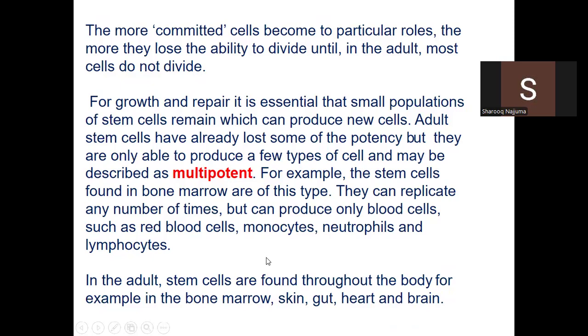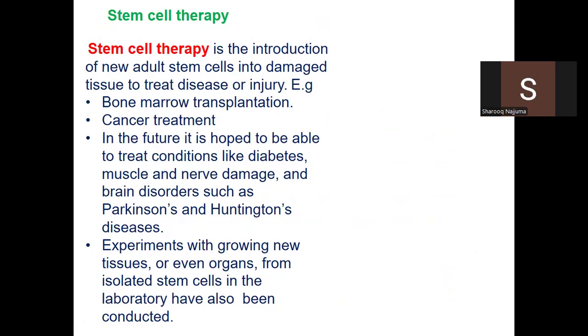Your brain has stem cells. We have already looked at your bone marrow, which has stem cells that are multipotent, that can form the different types of blood cells, the red blood cells, the monocyte, the neutrophils, the lymphocytes. You look at the roles of these cells as you learn about immunity. So those are stem cells. And stem cells can be used to treat different diseases. That takes us to stem cell therapy.